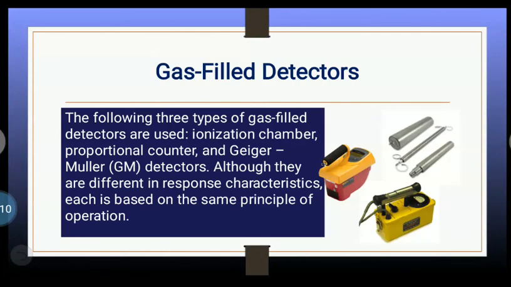The following three types of gas-filled detectors are used: the ionization chamber, the proportional counters, and of course, the Geiger-Müller detectors. Although these three are different in response characteristics, each is based on the same principle of operation. That is why they are categorized under gas-filled detectors.